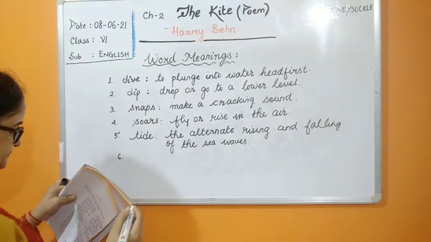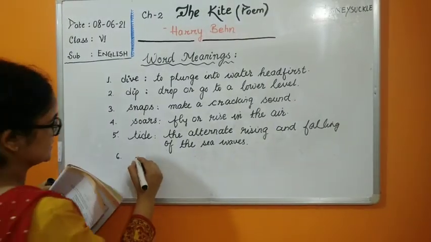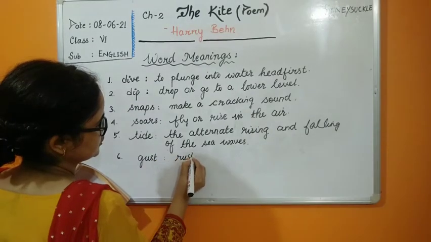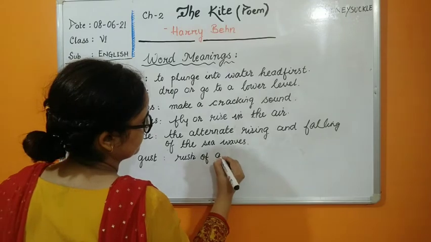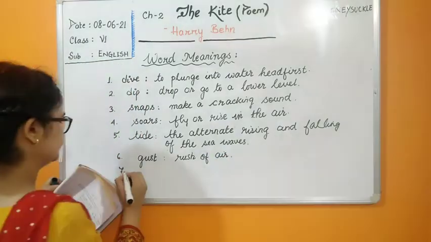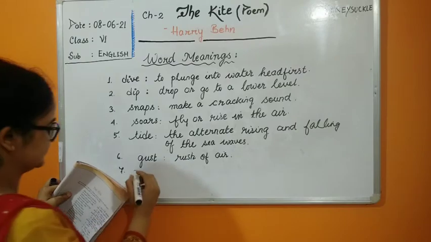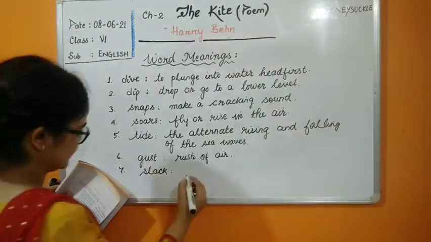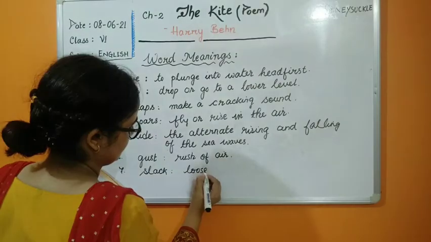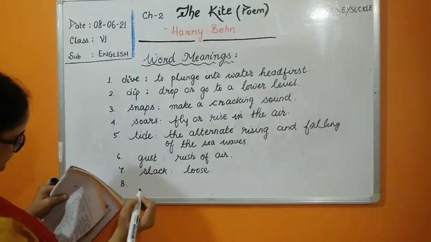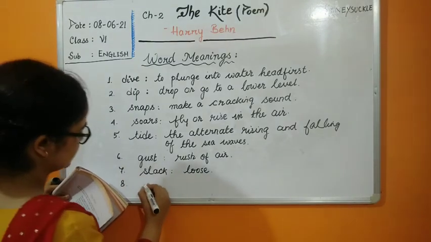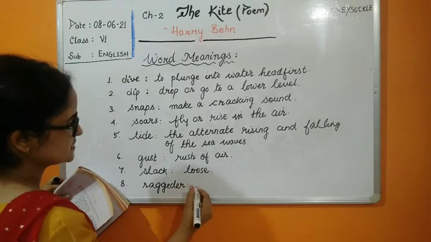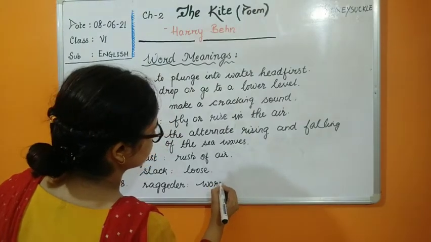Number 6. Gust is a rush of air or with a rush. 7. Slack. It means loose. Number 8. Ragged, which means worn out or torn out.